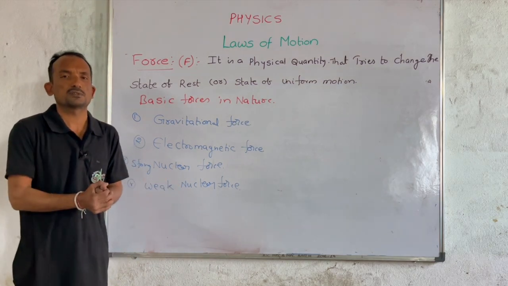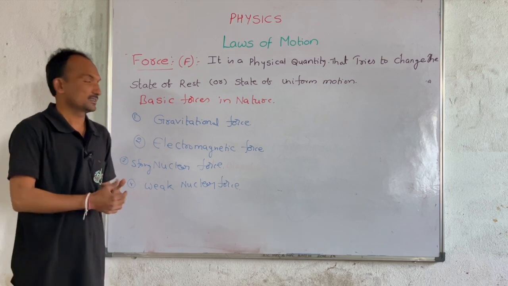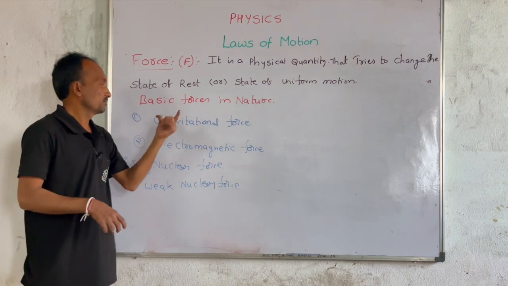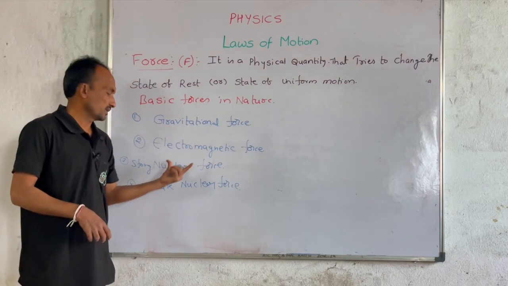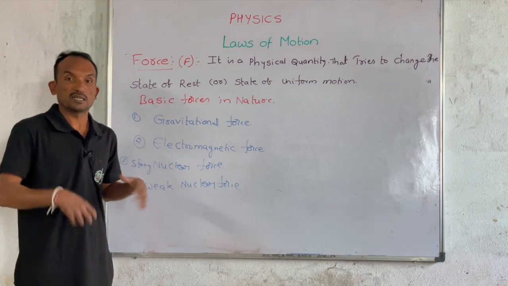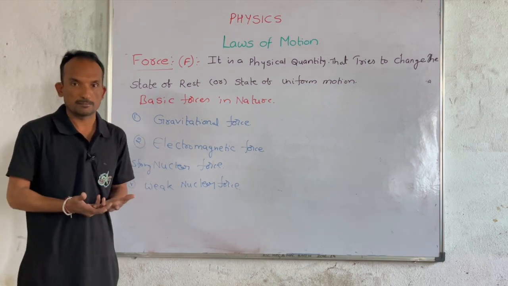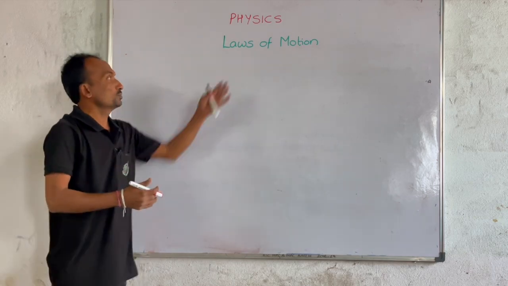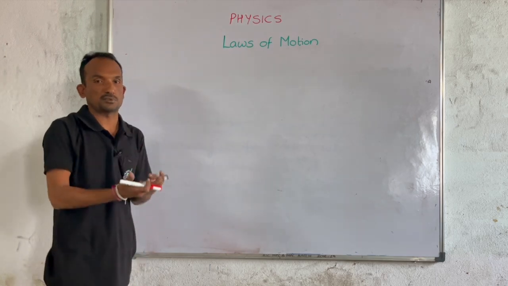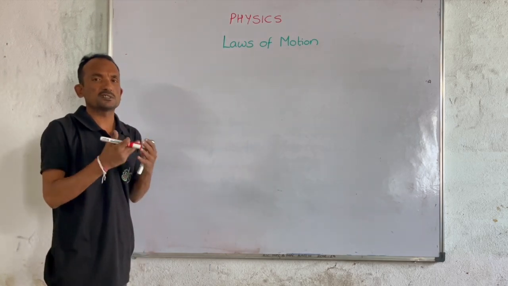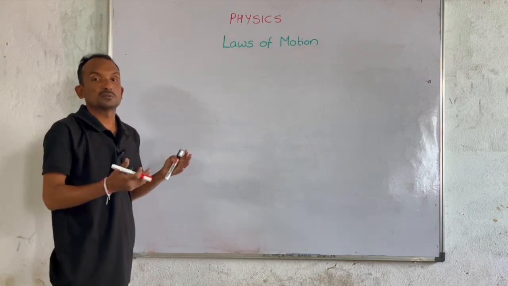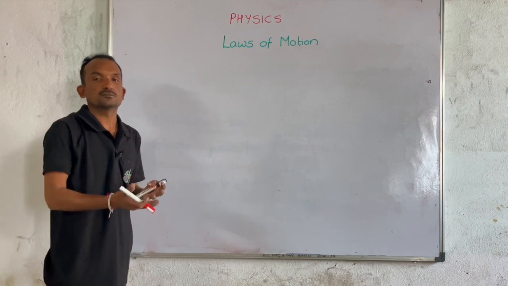Many examples we will see in the next classes. Mainly here we discuss the basic forces in nature: gravitational force, electromagnetic force, strong nuclear force and weak nuclear force. This is about force, and the next definition is momentum. These definitions are used in laws of motion to study the concept. The basic definitions are very, very important to learn about the causes of motion, types of motion, and laws of motion.